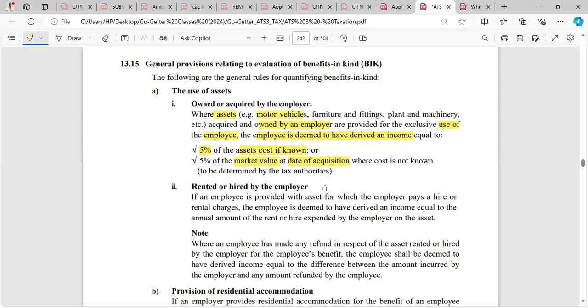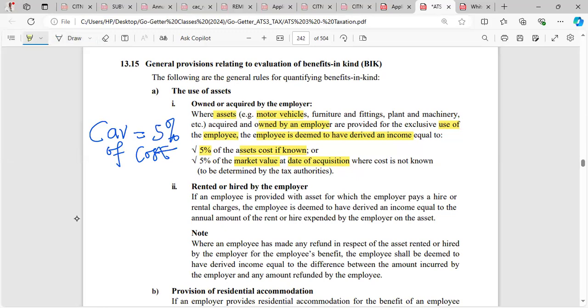So what we will say here is that, most especially for a car, you charge 5% of cost. So that's it.